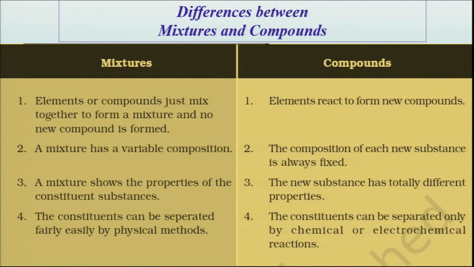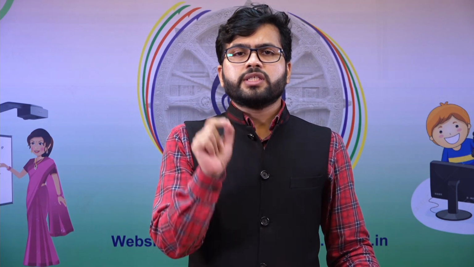The table will show you what the basic differences are between a mixture and a compound. Now before we discuss that table, let us understand how compounds are formed. Compounds are formed due to chemical change taking place in a chemical substance. For example, when hydrogen reacts with oxygen, it produces water.